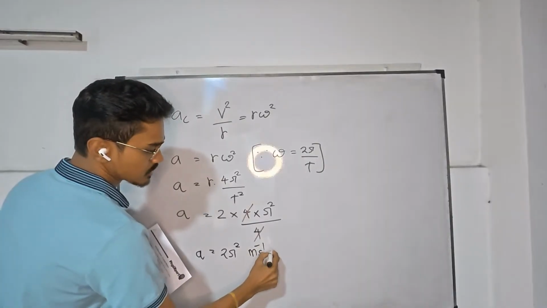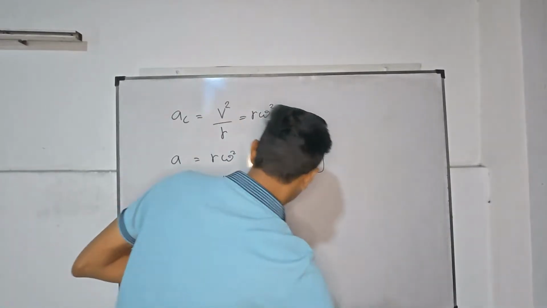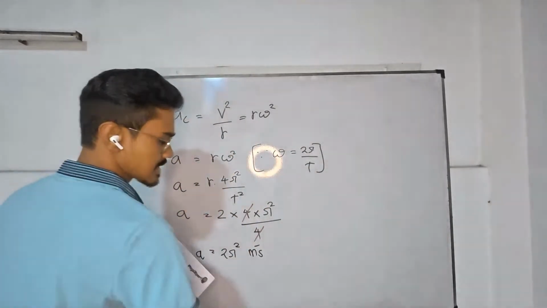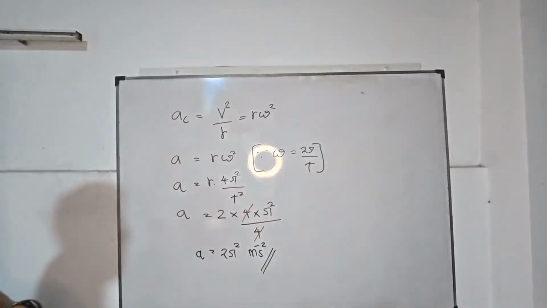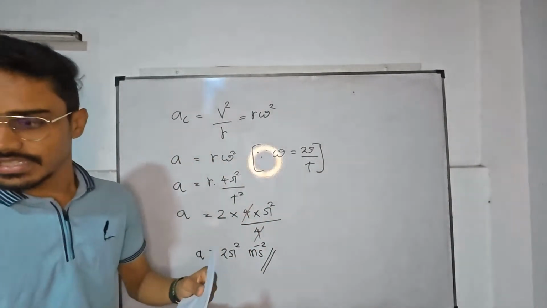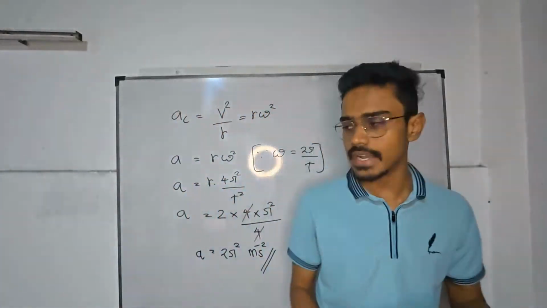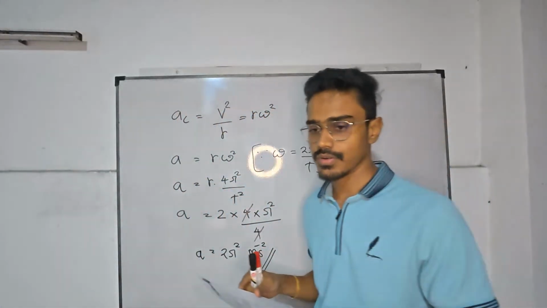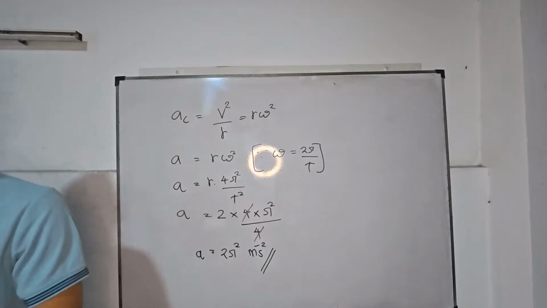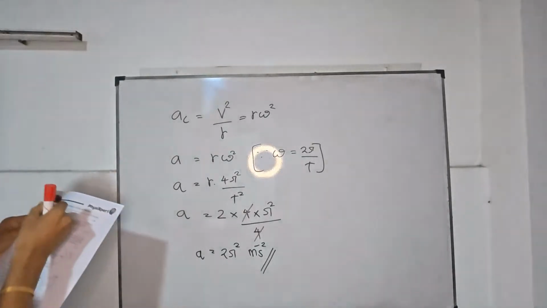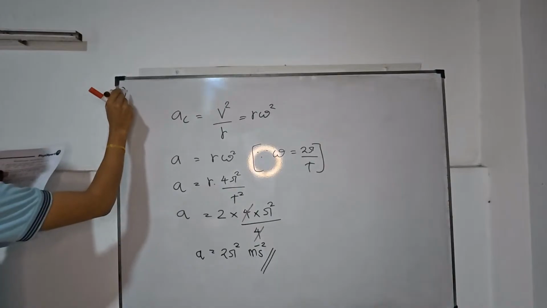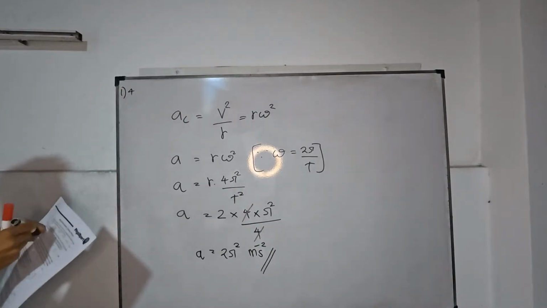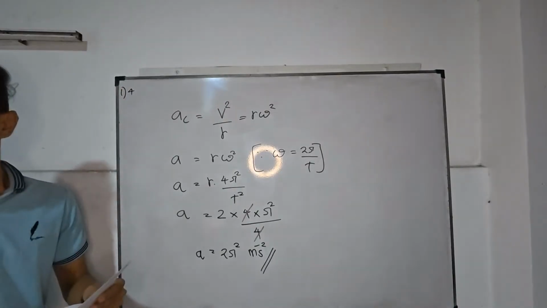That is an acceleration, so it is in m s minus 2. So for the first question, the answer is 2 pi squared m s minus 2. Answer 4. I'll mention the answers here as well. For the first one, the answer is 4.